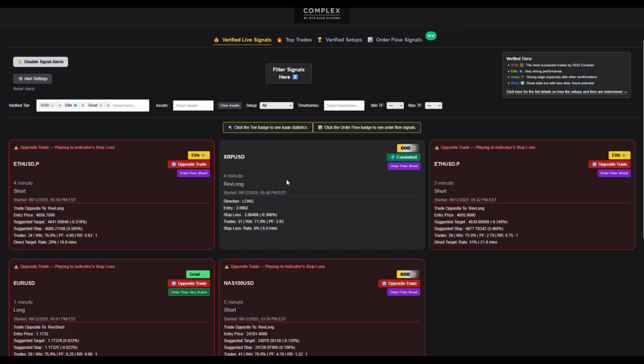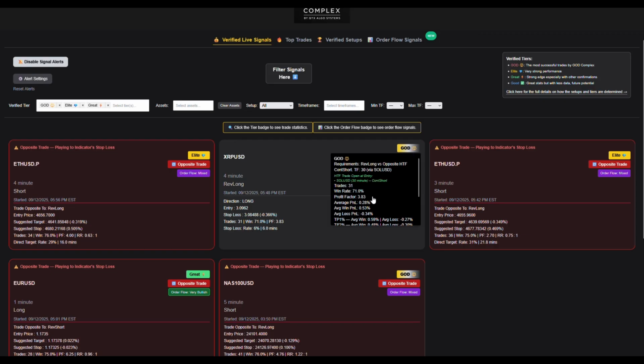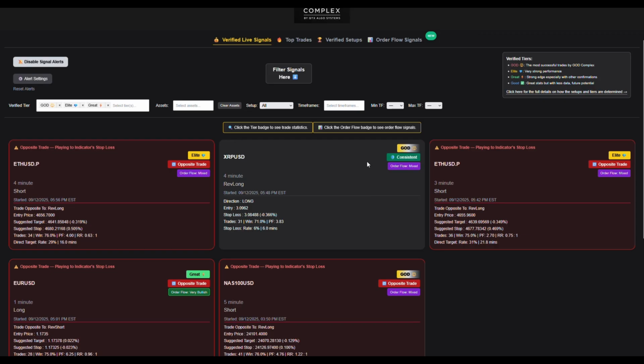But as we see, this is a Ripple long with mixed order flow. In my opinion and how I trade, I won't take this trade. Even though it's got amazing statistics, I want to take the best of the best. So I want order flow to match the long. Order flow would have to be bullish here. I'm not going to take this trade.